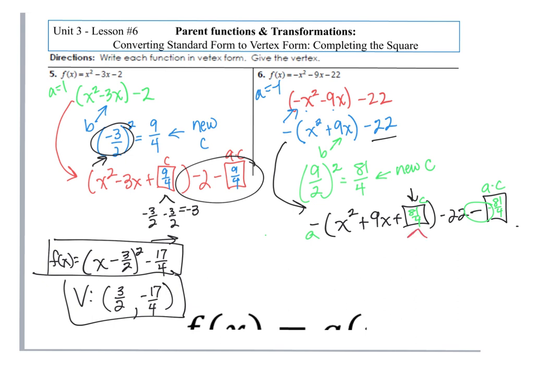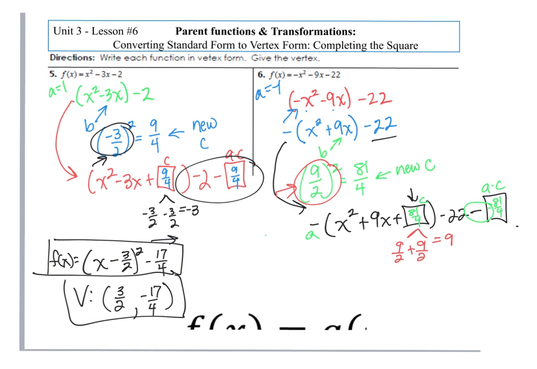What multiplies to positive 81/4 and equals positive 9? Okay, again, don't be tripped up. It's always half the b value. So it's going to be 9/2 and 9/2. They're both positive. 9/2 times 9/2 is 81/4. 9/2 plus 9/2 is equal to 9.